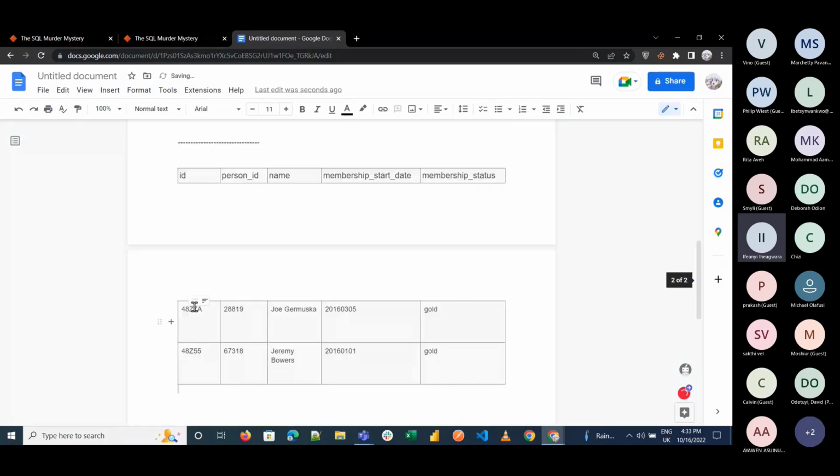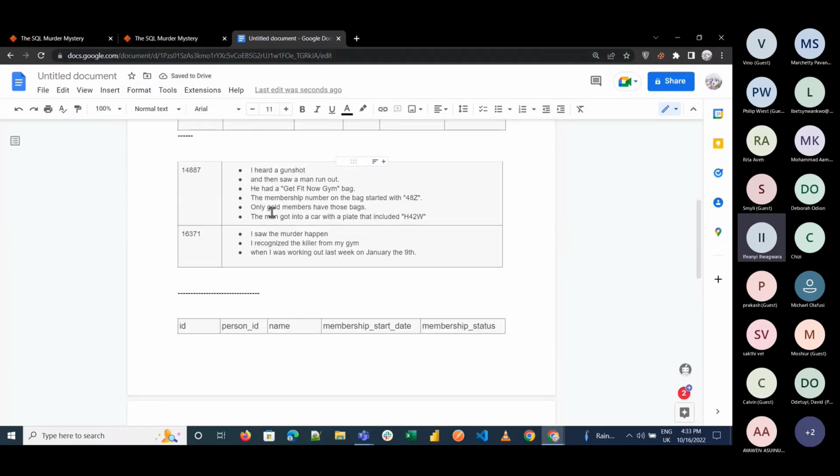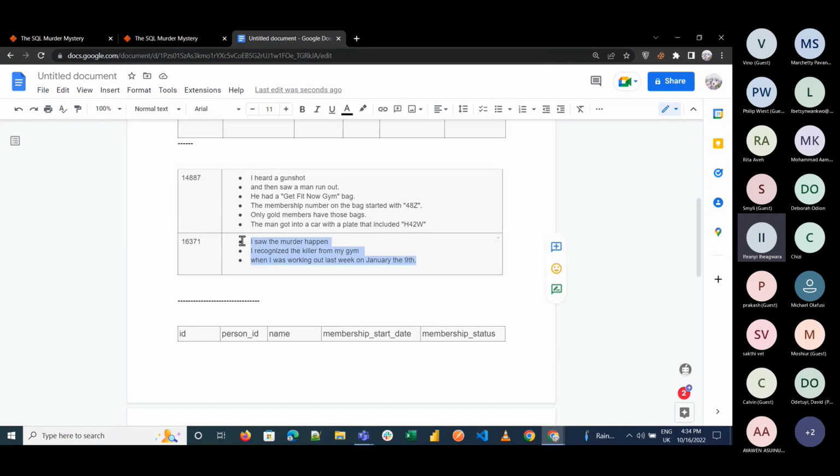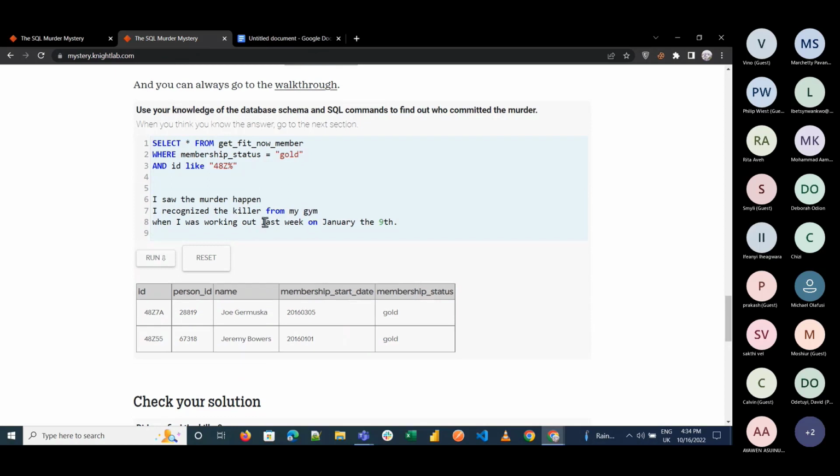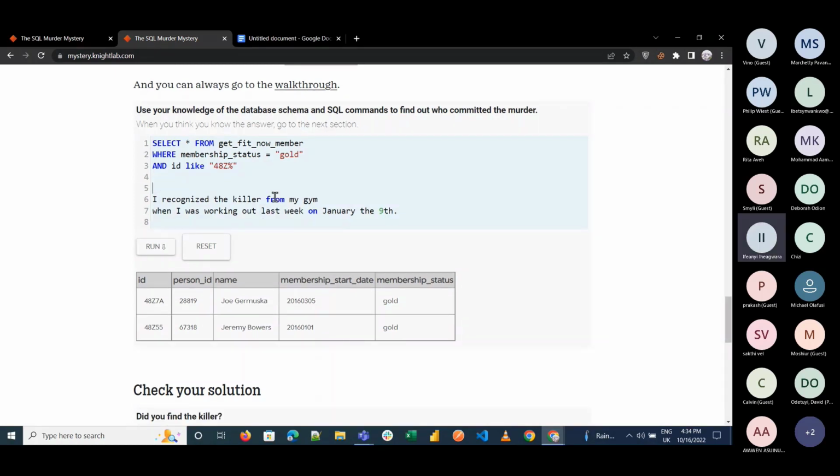So these are the two people that are now suspects. Let's also explore Annabelle's data. So we take a look at Annabelle's data. She saw a murder happen, we already know that. She recognized the killer from a gym, that's this gym. Then she was working out on this date. The thing is that this table does not have a date column.